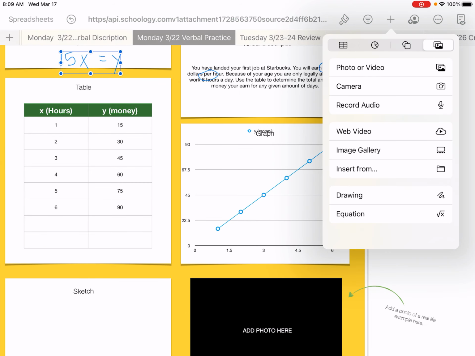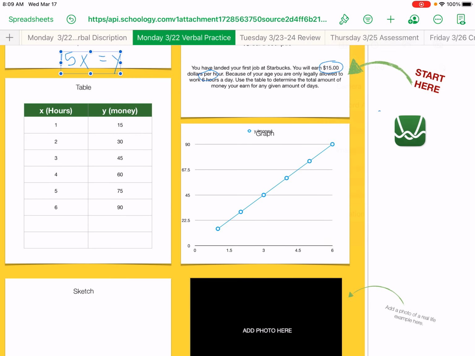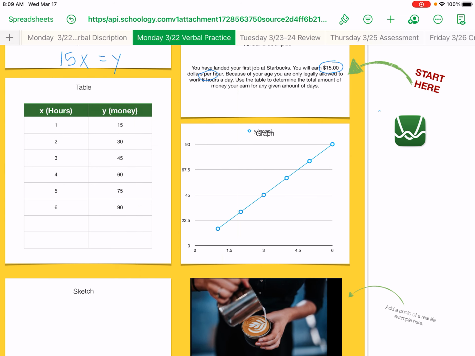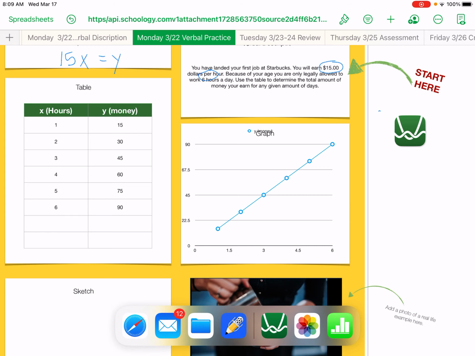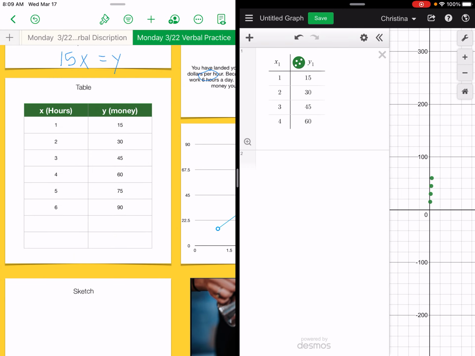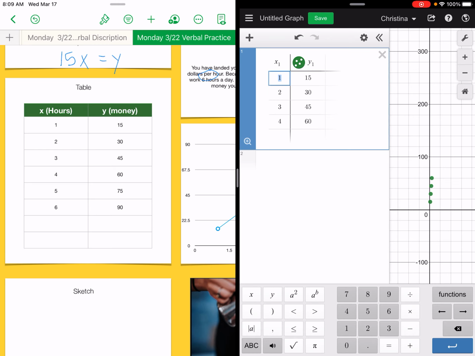Upload a photo here. Have our photo. Now your Desmos app. Make sure you have this uploaded. Have it in your toolbar below. Oh, and I already had it populated, so I will erase these and start over. I was practicing to make sure I was going to have it okay for y'all.